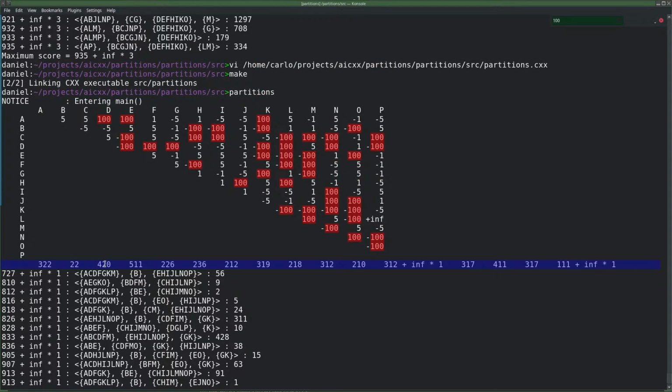$322, 22, 420. I cannot remember having calculated 511. I think I made a mistake. Anyway, this one is printed below the A. This one's printed below the B. I do have to check one of them. Let's check the 511.